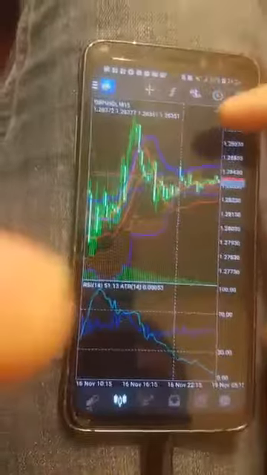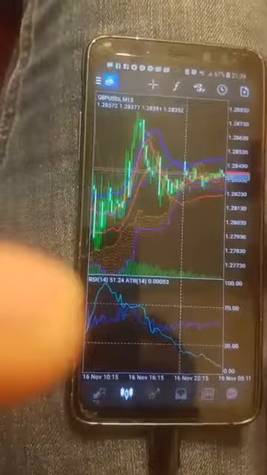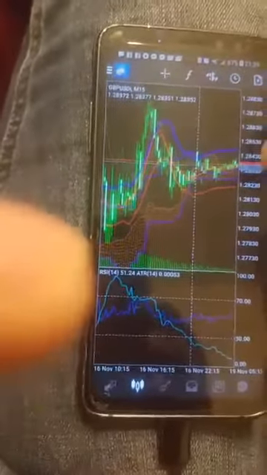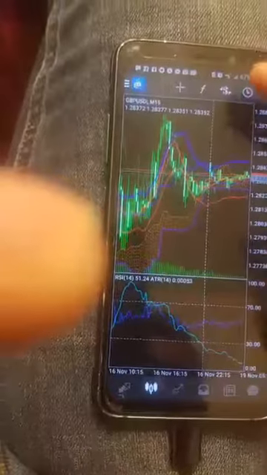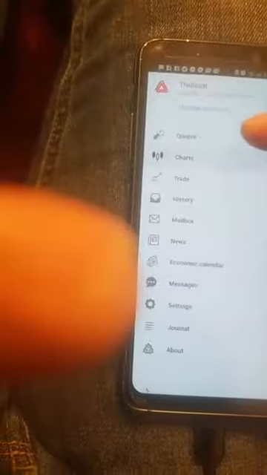Granted, we're on the 15-minute chart, so each candlestick is 15 minutes. And then it is probably in consolidation right now, which means not a whole lot's happening. So probably go to something a little faster. Let's go. Well, it looks like it's moving. Let's go to Euro USD. Alright.